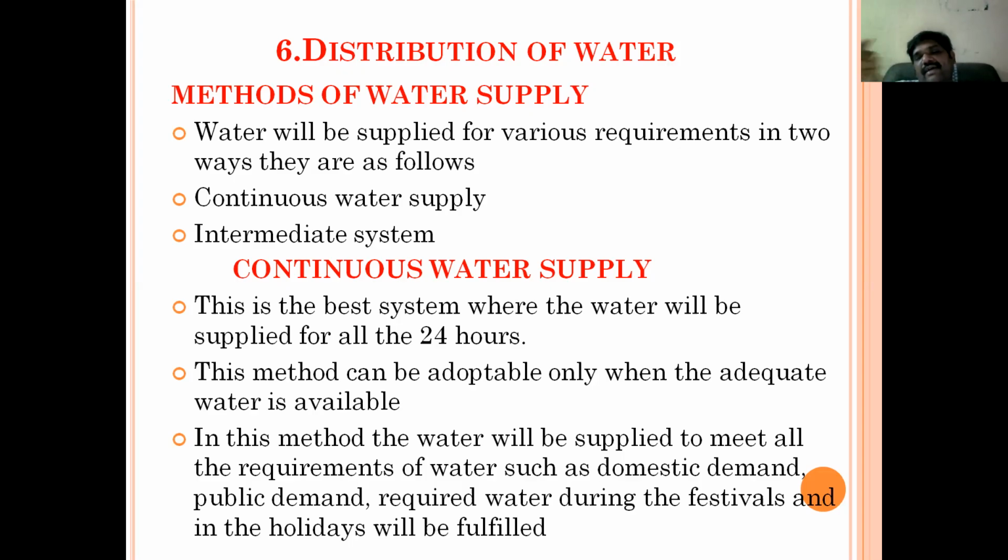The first one is, in this system water will be supplied 24 hours of a day, and it is adaptable only when an adequate amount of water is available, then only we can adapt this particular technology. In this method, all types of water demand will be fulfilled.